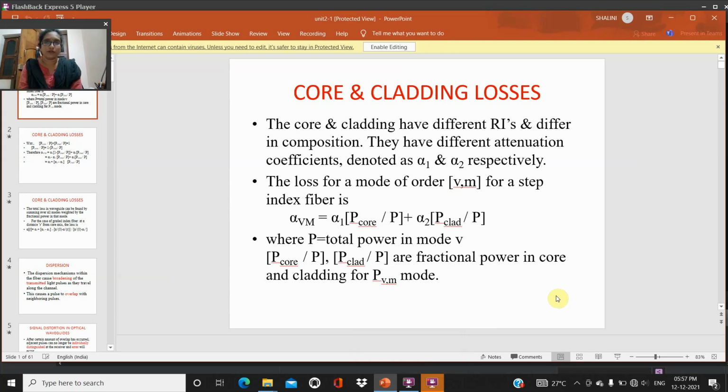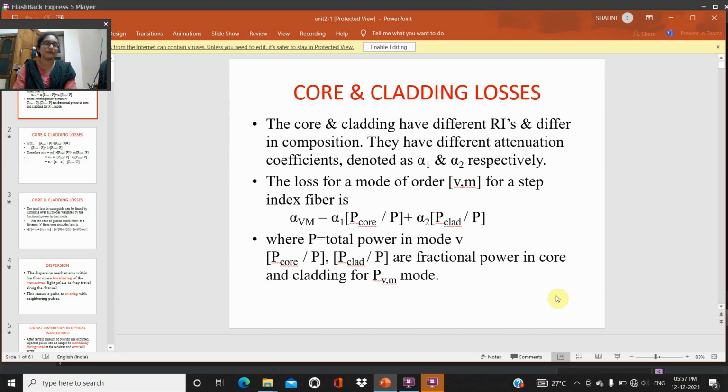Good evening friends. Again we are going to discuss core and cladding losses. These losses have different refractive index and different composition. They have different attenuation coefficients denoted as alpha 1 and alpha 2 respectively. The loss for a mode of order for a step index fiber, alpha Vm, is equal to alpha 1 plus alpha 2.